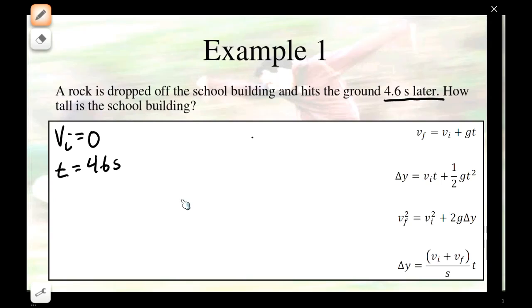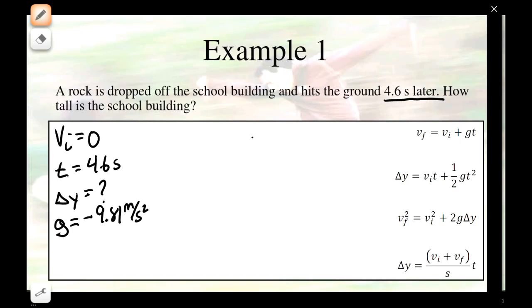So I'm looking for my delta y, my displacement in the vertical direction. Now, even though the problem doesn't tell me, I have to assume that g is needed. So it's going to be negative 9.81 meters per second squared, or 9.81 meters per second squared downwards.